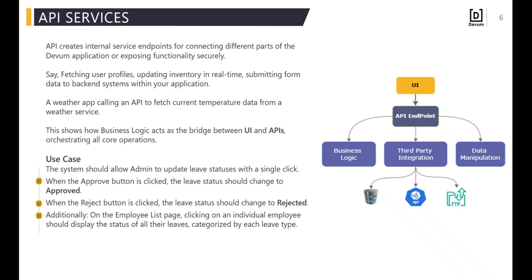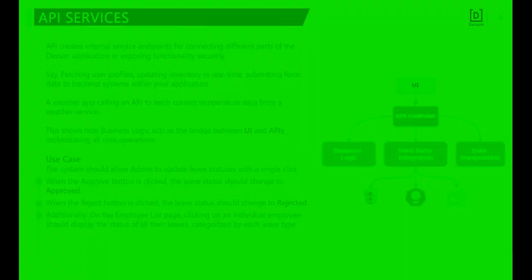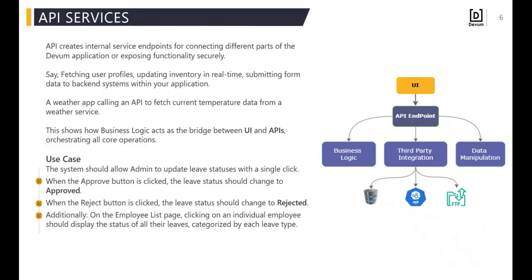And here, business logic becomes the bridge between the UI and these APIs, making sure every action is executed correctly. For example, when an admin approves or rejects a leave with a single click, the API instantly updates the status. And when viewing an employee's details, APIs fetch all their leave records neatly categorized. Together, this gives users fast, reliable interactions across the entire application.